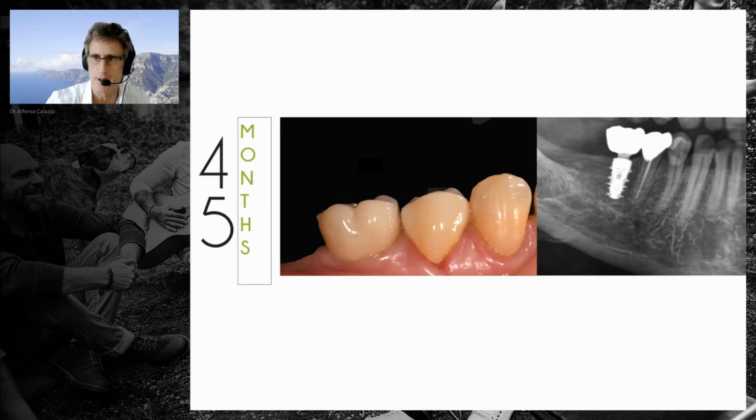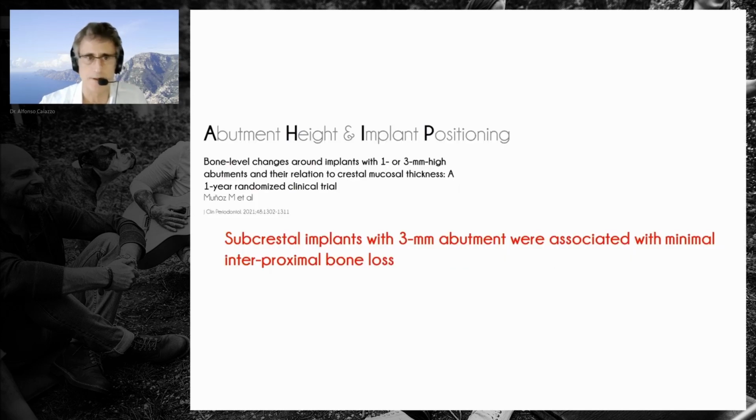Again, we go back to the literature. We look at the articles we have, the studies. We have a 1-year randomized clinical study that is saying that if you place a deeper implant and a long abutment, you have minimal interproximal bone loss, especially in implants that are close together. In this case, the study was done with 3 millimeter and 1 millimeter abutments. So they were comparing the 1 millimeter and the 3 millimeter abutment, and they saw that basically with the 3 millimeter abutment, there was minimal interproximal bone loss.